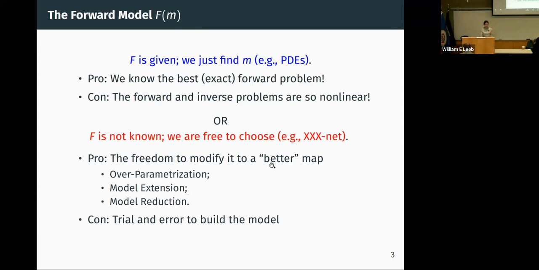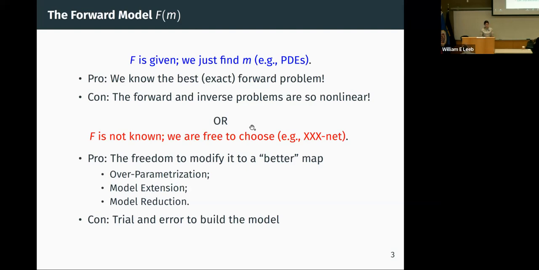The nice thing is you do have a lot of freedom. You can do extension, reduction, parameterization, even dropout, those types of things to change the model. But trial and error is the con, because you do not have a recipe. Most of the time, practitioners just do trial and error, try this and that, and finally we may find one.